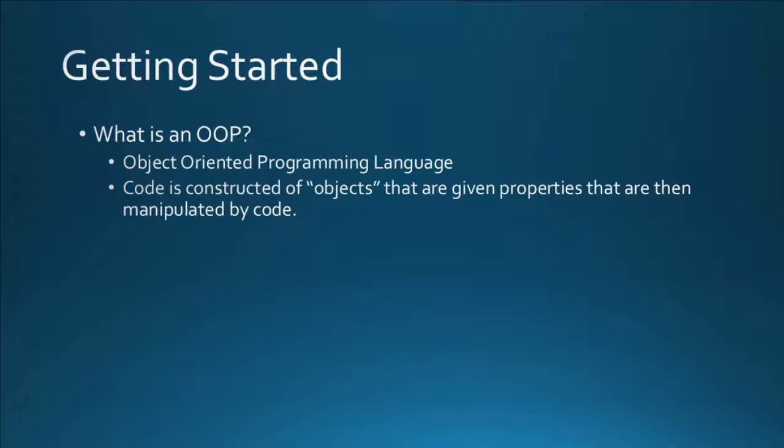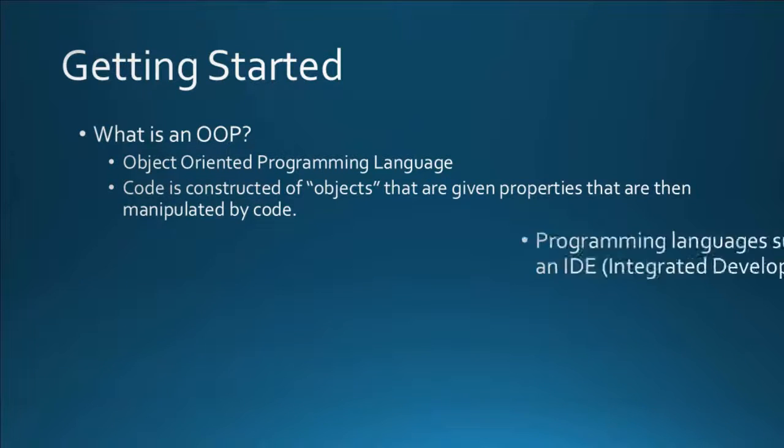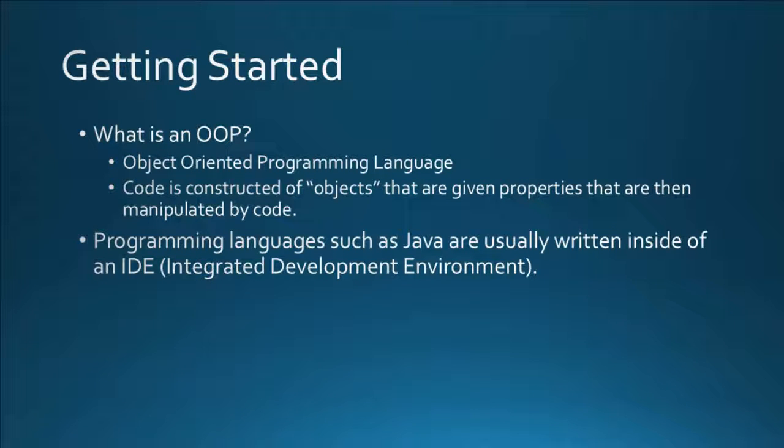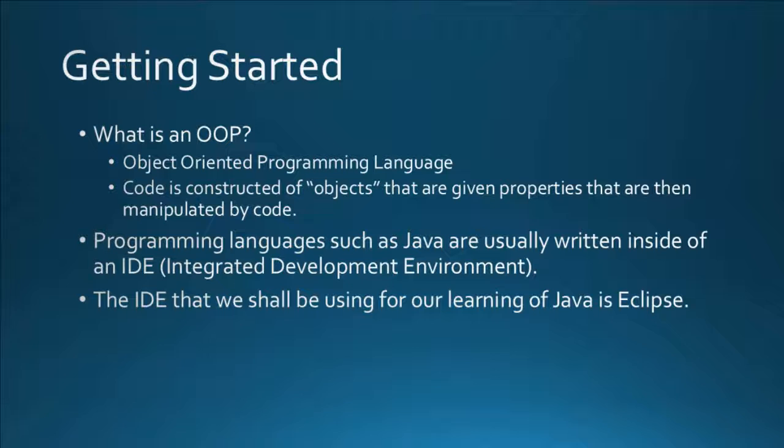What is an OOP? Well, an OOP is an Object-Oriented Programming Language. Code is constructed of objects that are given properties that are then manipulated by the code. Programming languages such as Java are usually written inside of what is known as an IDE, or an integrated development environment. The IDE that we're going to be using for this course is known as Eclipse.